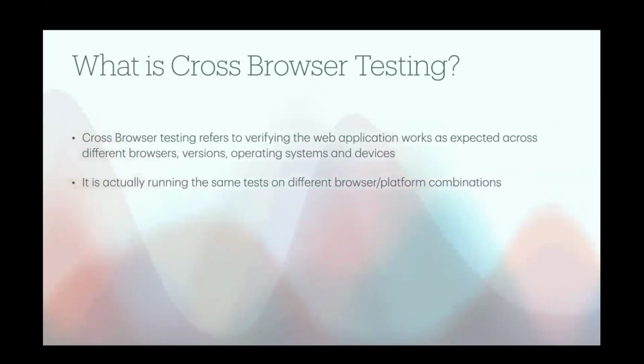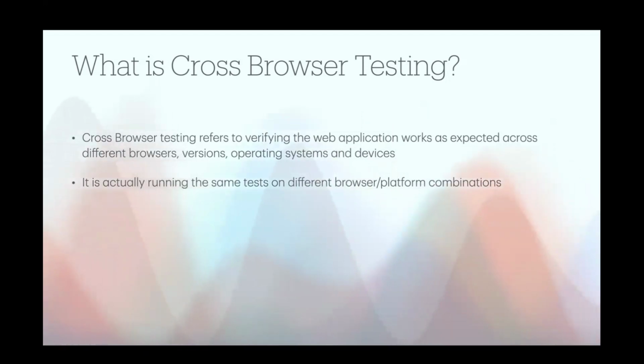So the first part: what is cross-browser testing? Cross-browser testing refers to verifying that the web application works as expected across different browsers, their respective versions, operating systems, and devices. So we perform the test on multiple browsers like Chrome, Firefox, Edge. The same web application should run fine on Chrome, Edge, Safari, Firefox, and their respective different versions as well. Ideally, we check that the same web application works not only across different browsers but also on different platforms.